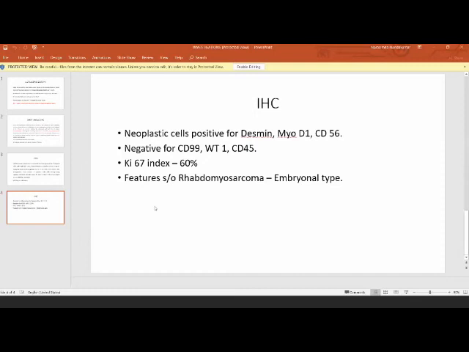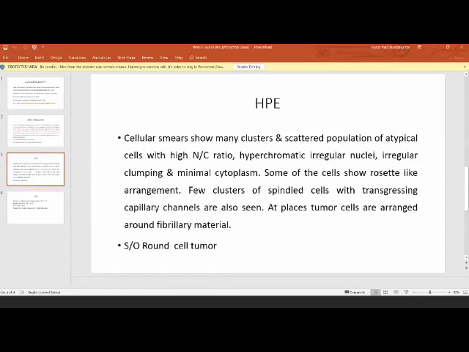Yes, sir. Excellent. And I see something as HP there, one of the slides, the previous slide. So this one, histopathology report was showing cellular smears, so many clusters and scattered population. Doctor, can I ask you, after HP, what is a small round cell? Madam, what are the small round cell tumors?